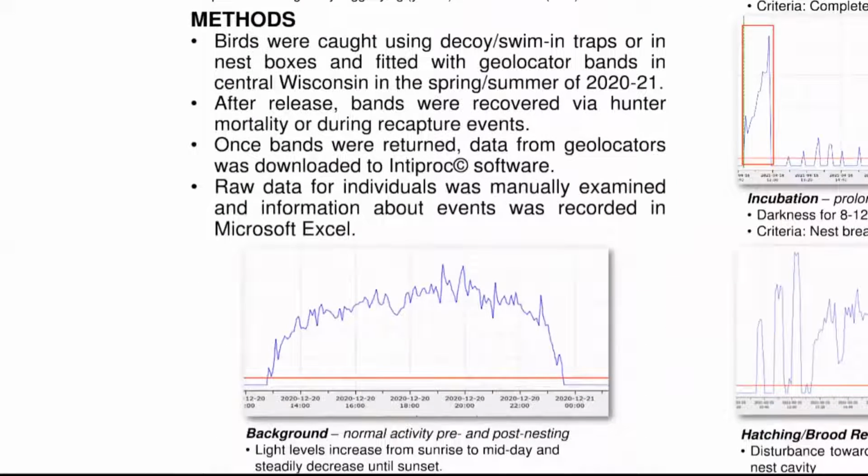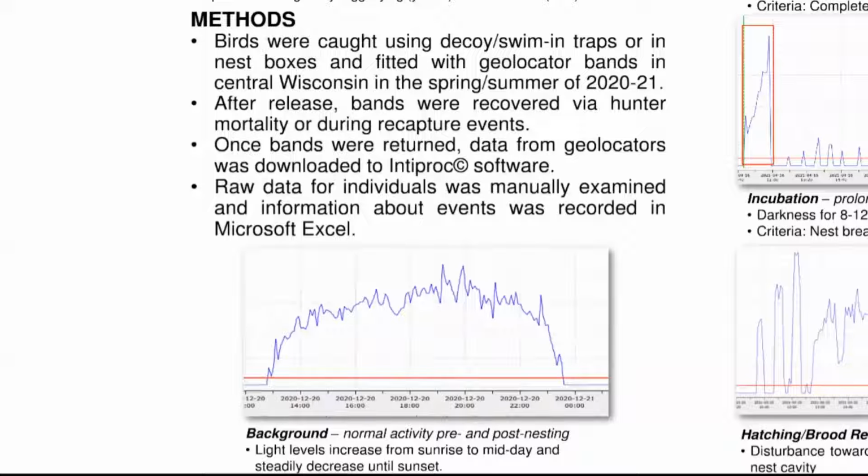Birds were caught using swim-in or decoy traps or in nest boxes and were fitted with geolocator bands in central Wisconsin in the spring and summer of 2020 and 2021. After release, bands were recovered via hunter mortality or during recapture events. Once these bands were returned, data from the geolocators was downloaded to the Interproc software and manually examined.